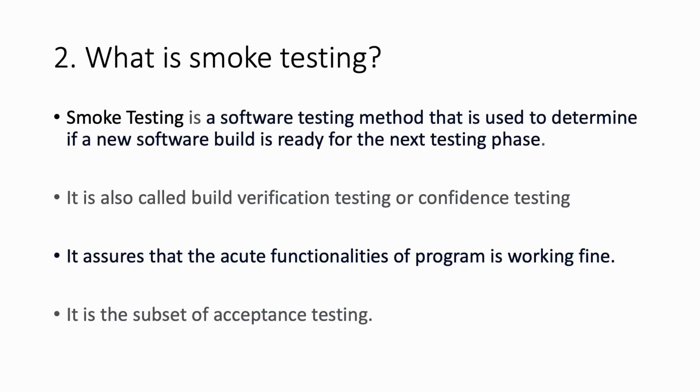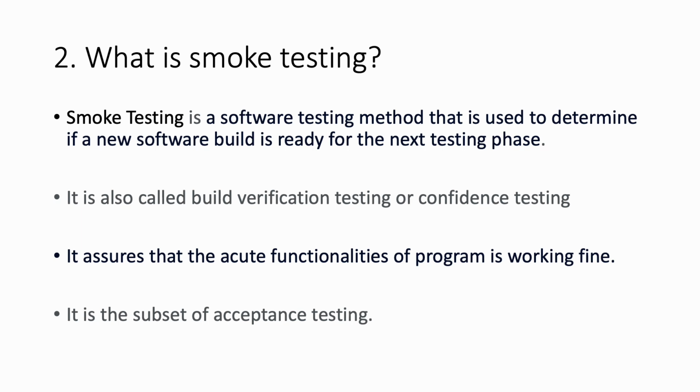Okay. The next question is, what is smoke testing? Smoke testing is a software testing method that is used to determine if a new software build is ready for the next testing phase. It is also called build verification testing or confidence testing. It assures that the critical functionality of a program is working fine, and it is also known as a subset of acceptance testing. As a preliminary check of a software, smoke testing finds basic and critical issues in an application before more in-depth testing is done.